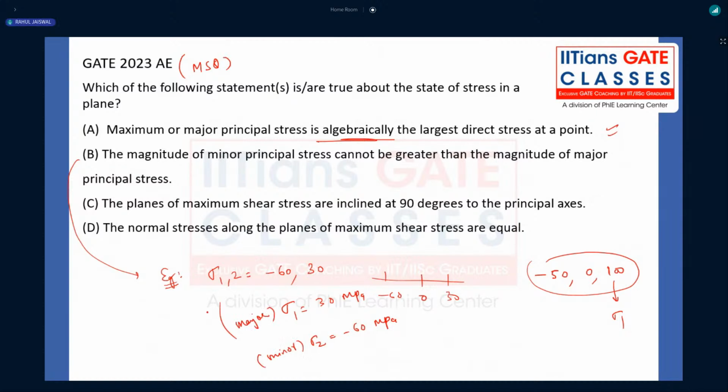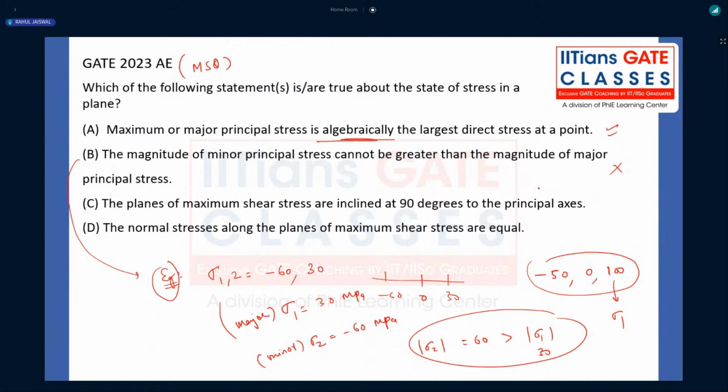What they are saying, this is for example: the magnitude of the minor principal stress cannot be greater than the magnitude of the major principal stress. Now, if you just take the mod of that, it is greater than the mod of sigma, that is 30. So this statement is incorrect. It can be greater than the magnitude of the major principal stress, right?